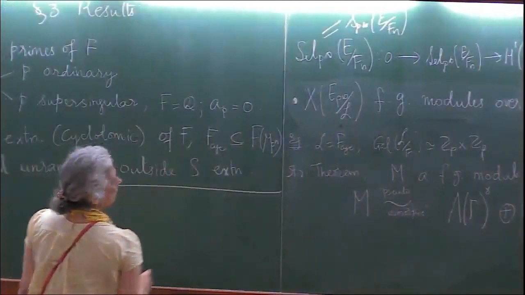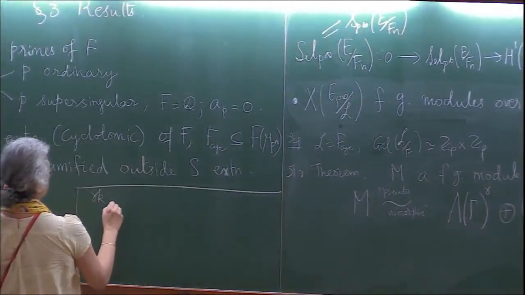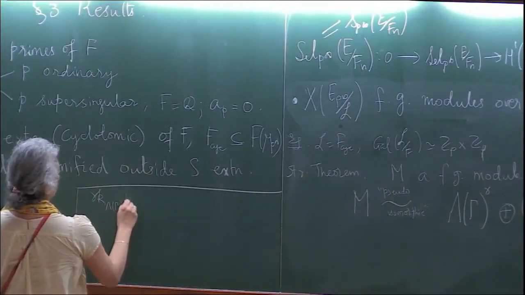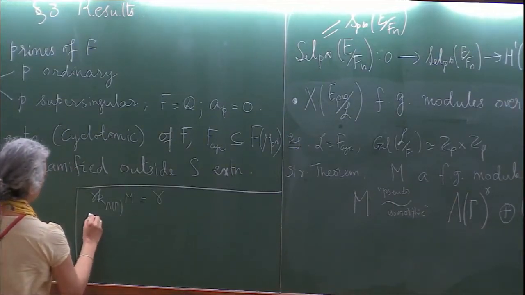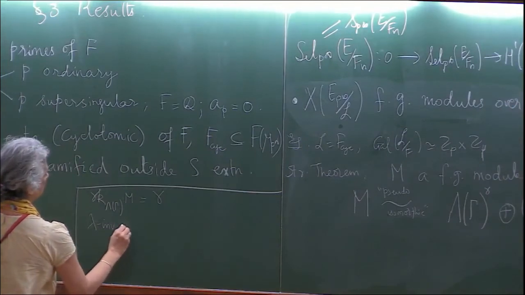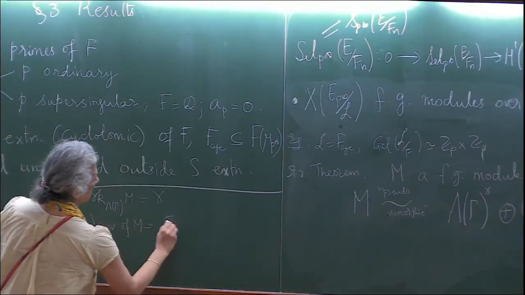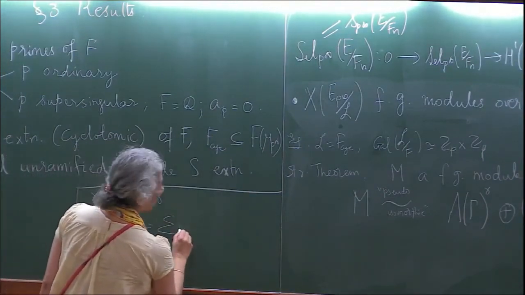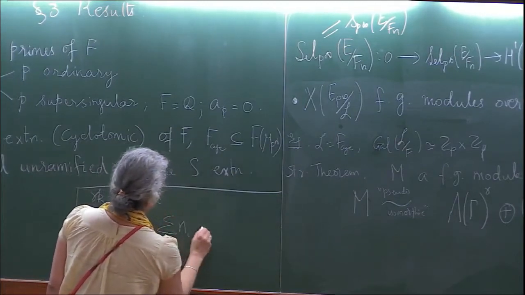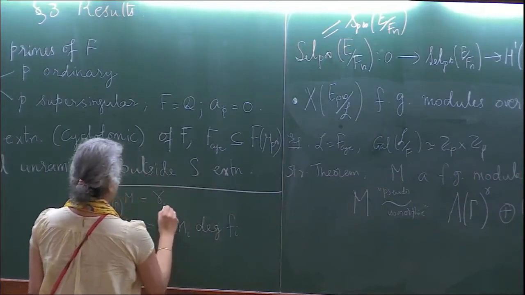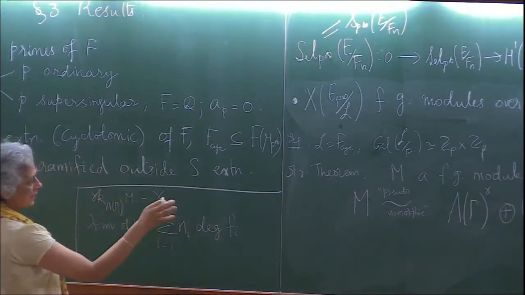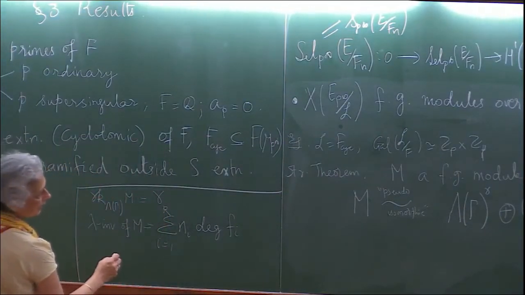So let me write down those invariants. The rank of M, lambda gamma of M, which is R. I'll talk to you about pseudo-isomorphism. And then the lambda invariant of M. This is the summation of the power n_i times the degree of that polynomial, i equals 1 to k. And there are uniqueness statements as well here, just as in the PID case.